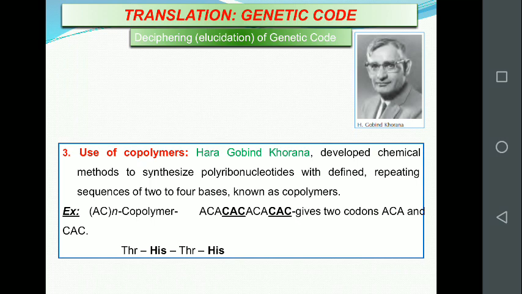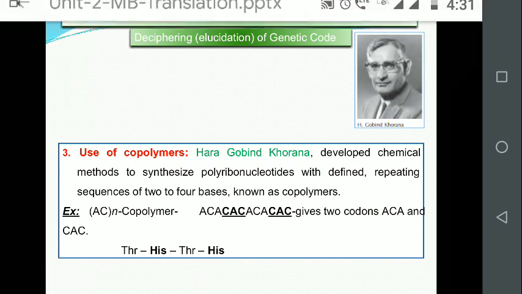They were synthesized by means of copolymers by a chemical process. Then he knows the sequence, and when we observe the corresponding amino acid sequence, he can easily specify the codons to their corresponding amino acids. How that was possible, we are going to see now in this third experiment, where Har Gobind Khorana used copolymers as artificial mRNA molecules in a cell-free translation system.